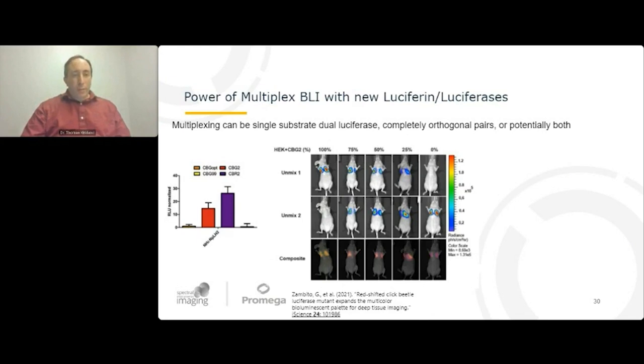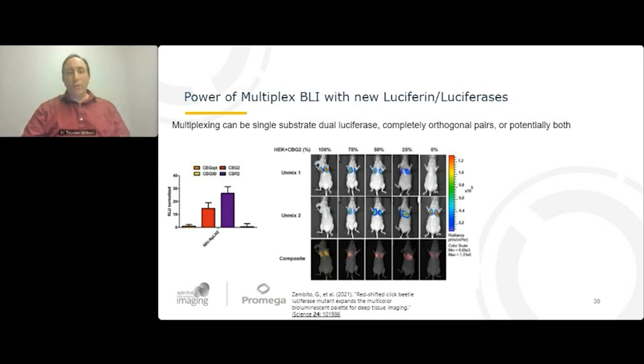So I've talked quite a bit about NanoLuc and about its potential to multiplex a firefly. I did want to mention that there are other types of multiplexes which are also relatively new and quite exciting. So this image here is an example of two different firefly luciferases. One, in this case, is a mutant version of click beetle green, and the other is a mutant version of click beetle red that's referred to as CBG2 and CBR2. And one advantage of this system is that, in this case, they both use the same bioluminescent substrate.